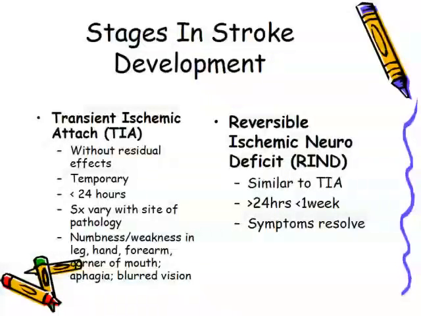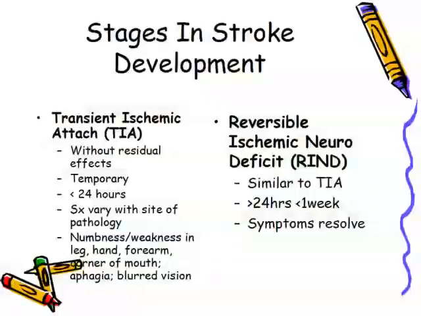Typically they can be caused from atherosclerosis or small emboli, and the symptoms will vary with the site of the pathology. The symptoms they typically have are numbness or weakness in the legs, hand, or forearm, or the corner of the mouth. They may have aphasia or blurred vision. So patients that have had these will need a workup done, and they may be a candidate for an endarterectomy or angioplasty.